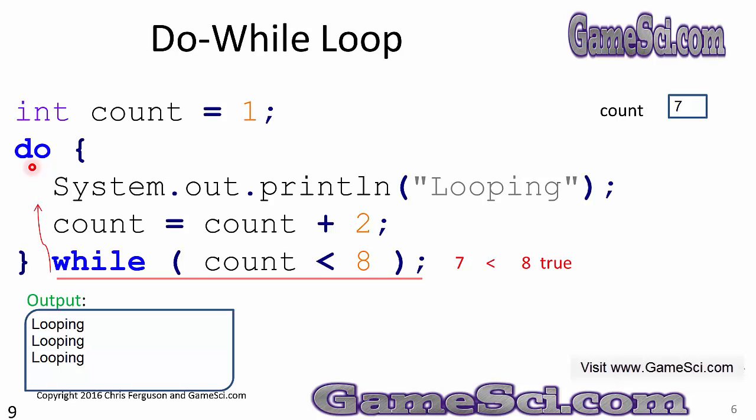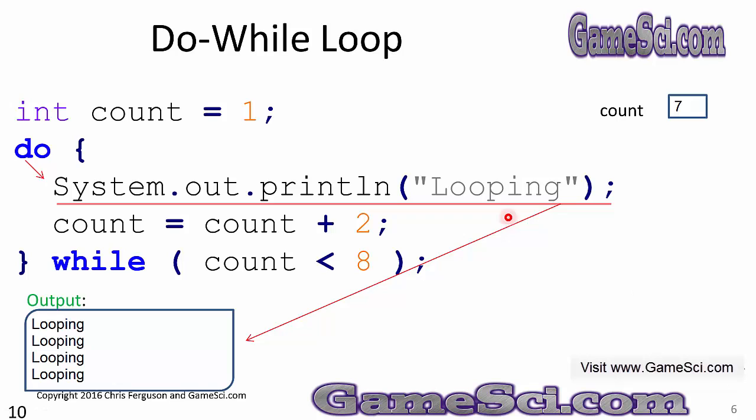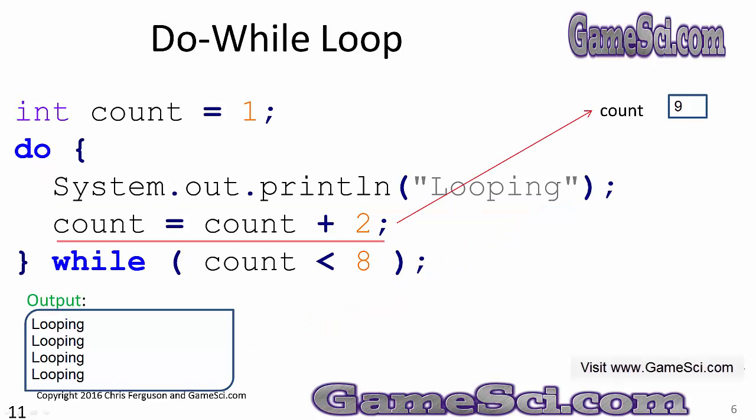Every time that statement is true, we're going to go back up and repeat the code again. System.out.println looping. For the fourth time, we will print out the word looping to the console. We'll drop down to the count equals count plus 2. Count has now gone to the value 9.